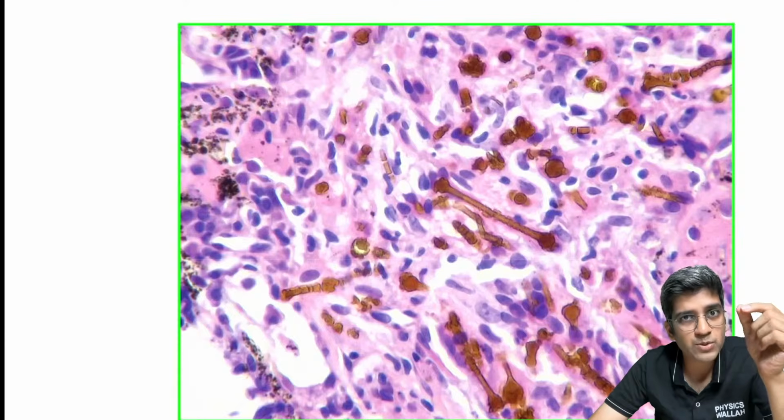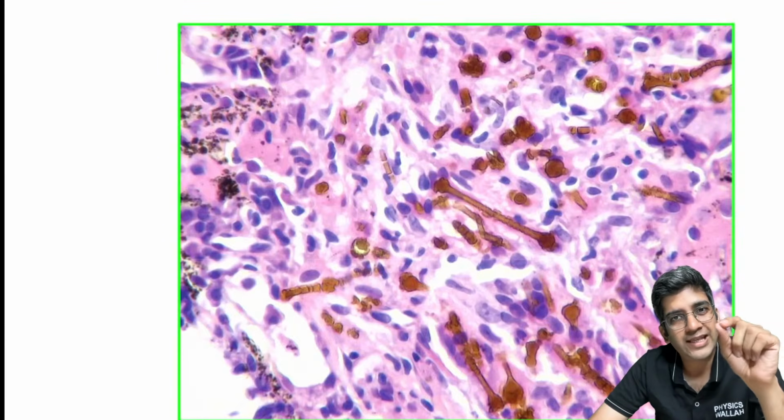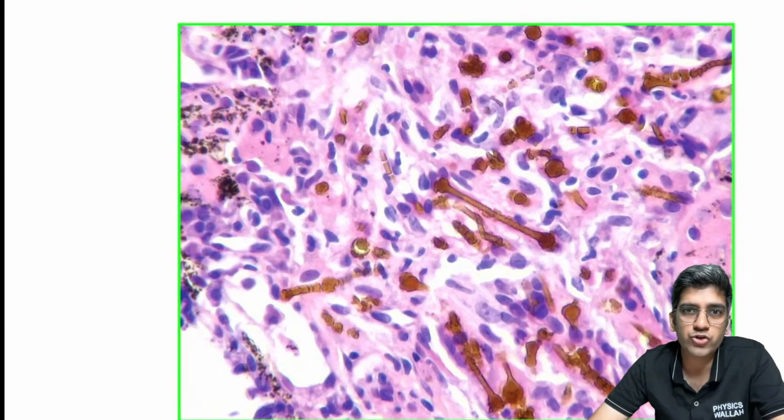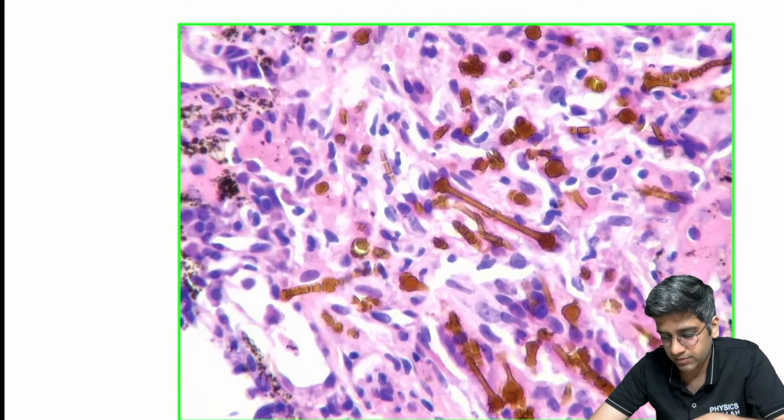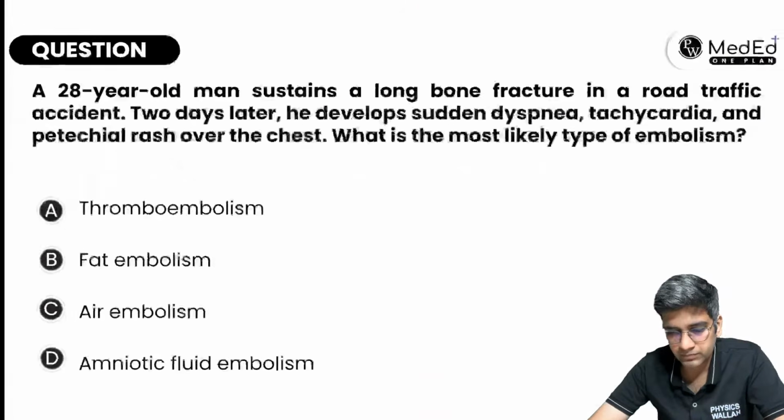They're asbestos fibers on top of which hemosiderin gets deposited. So we call them ferruginous bodies and they are Perls positive, right? Perfect. What's the answer?